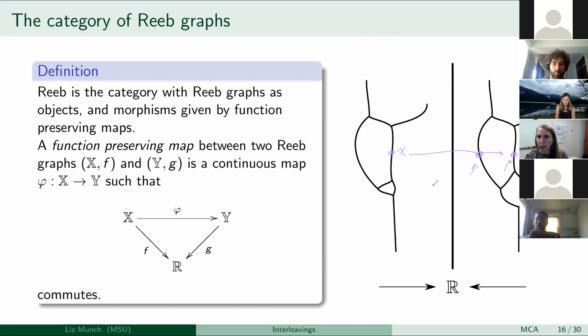So things to notice, for example, if you don't have any point to get sent to, there's no possible maps whatsoever. So actually, let me make my example a little different. If my example actually had a stretchy bit up here, there would be no possible function preserving maps from one to the other because this point Y up here has nowhere to go. Okay, so this is going to be my category that I'm working with.